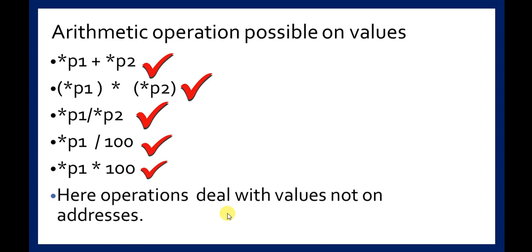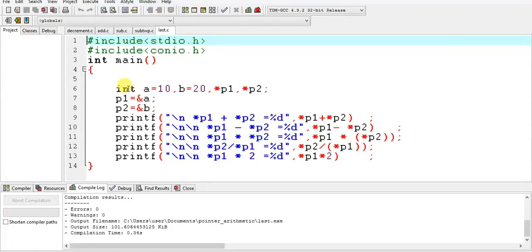But after dereferencing pointers, the following operations are possible. After dereferencing, we can add *P1 and *P2, which means we can add the value stored at P1 and the value stored at P2. We can multiply *P1 by *P2. We can divide *P1 by *P2. Why? Because these operations deal with the values, not with the addresses. Let us see a C program for the same.